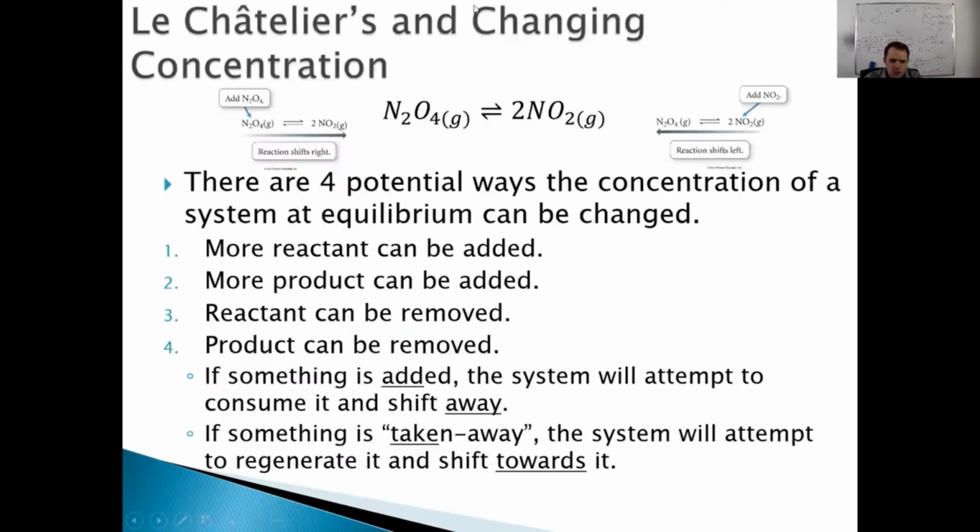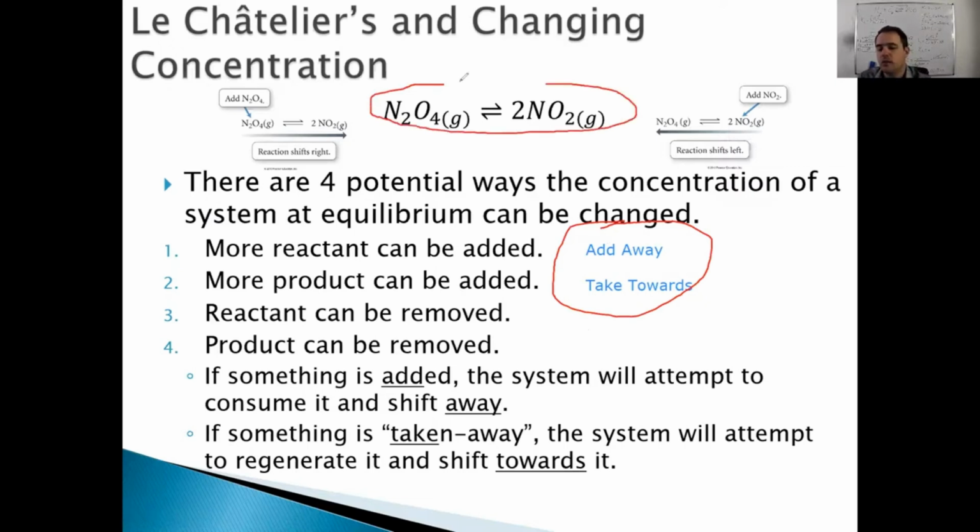So let's talk about the first one, concentration. Here's how I remember this. I remember add, away, and I remember take, towards. Those four words will get you so far with LeChat, like it's not even funny. Add, away, take, towards. Let me explain what that means. That means if this reaction right here is at equilibrium, and I add more N2O4, the equilibrium will shift away from it.